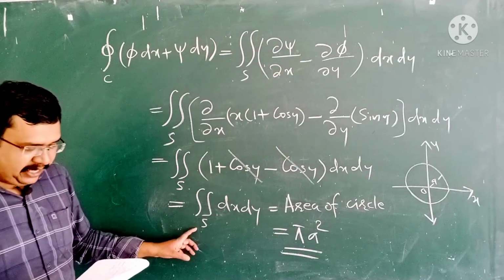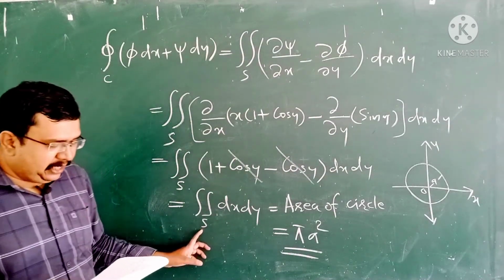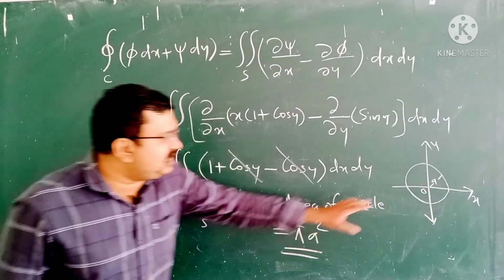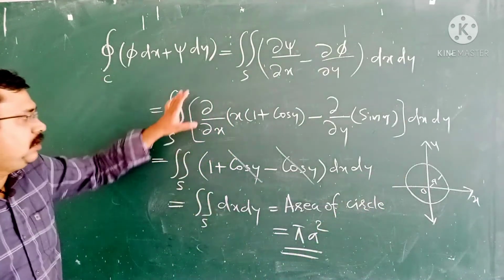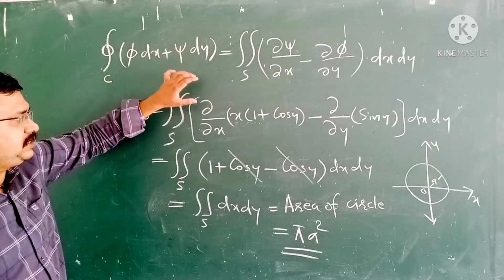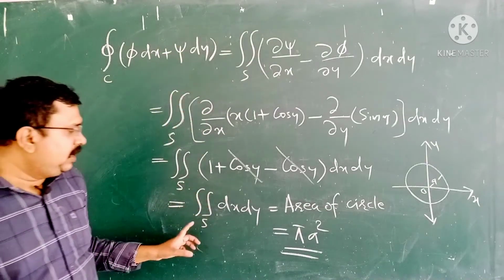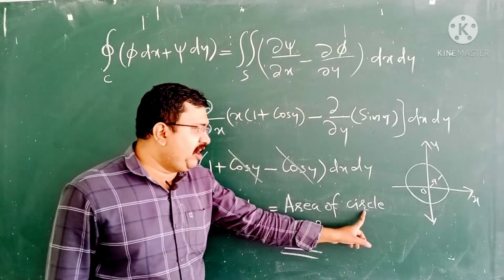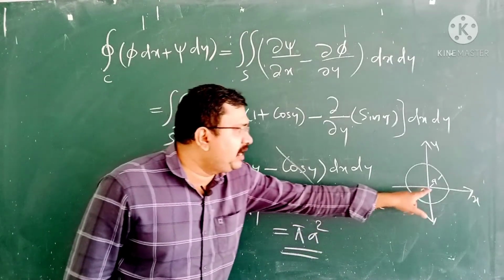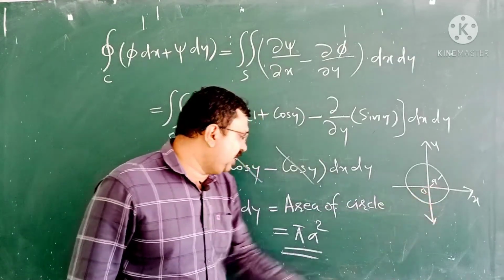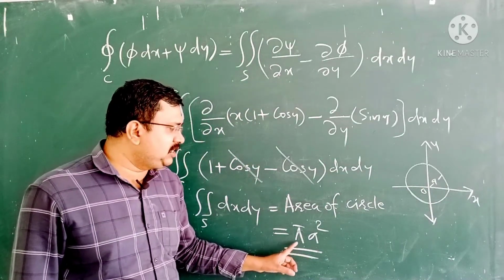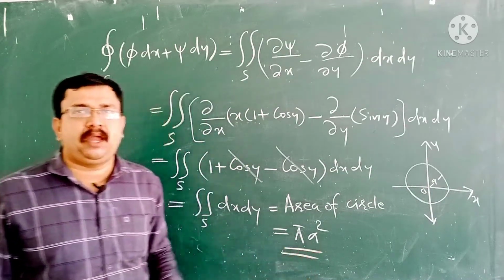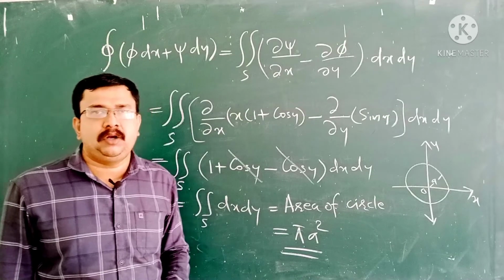Remember that S is the circular plane surface of radius A. We are applying Green's theorem. Then we will get the double integral of dx dy, which is equal to the area of the circle. We know that the radius of the circle is A. Therefore, the final answer is pi a square. Please write down in your notebook.